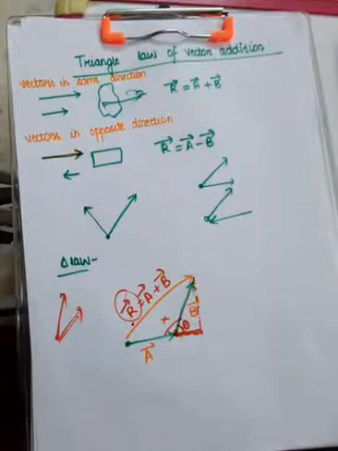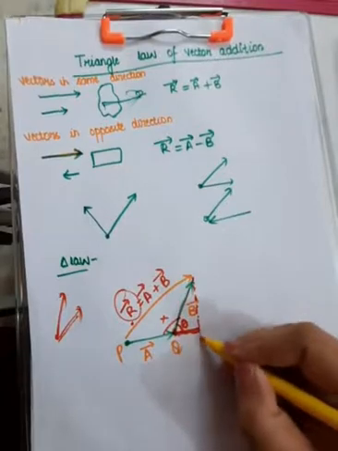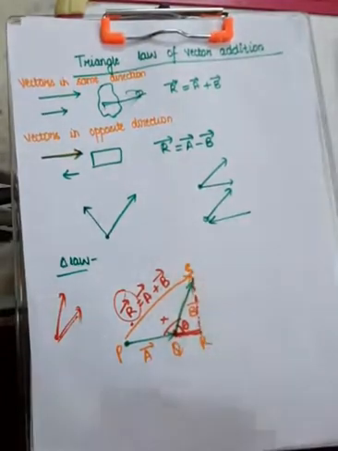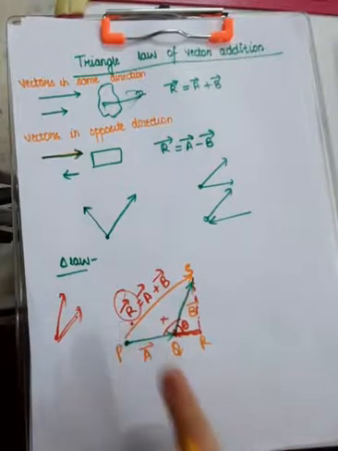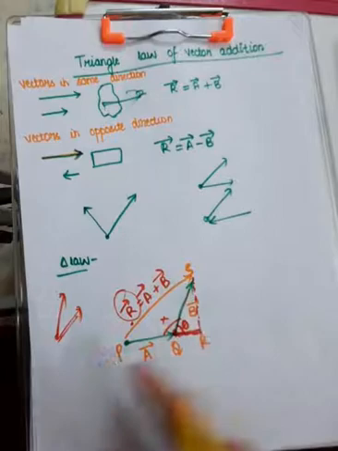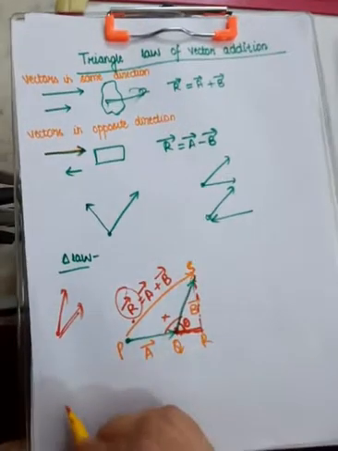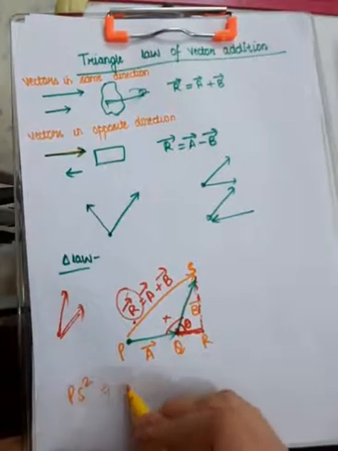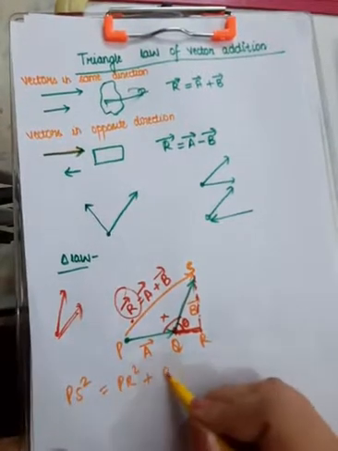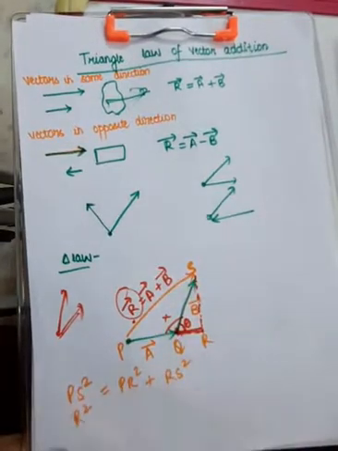Okay, now the labeling will start. Suppose this is P, this is Q, this is R, and this is S. Fine. Now we will be finding out the magnitude. How can we find out PSR? PSR is a right angle triangle. So hypotenuse square is equal to base square plus perpendicular square. So this becomes PS square equals PR square plus RS square. Okay, PS square means R square, which we are desperate to find right now.